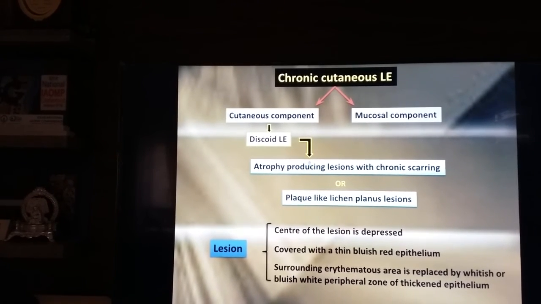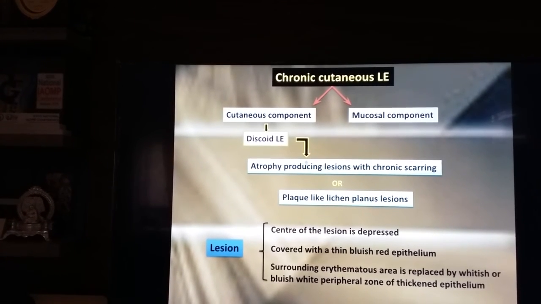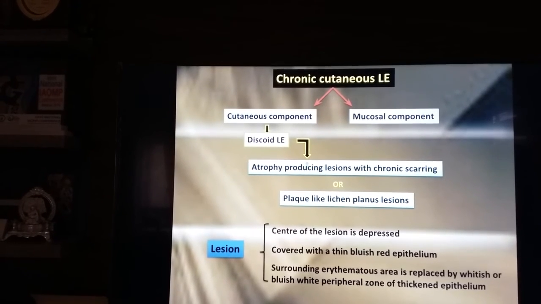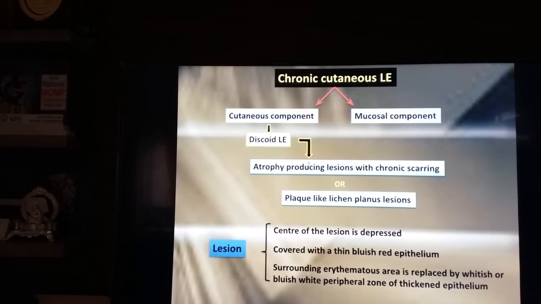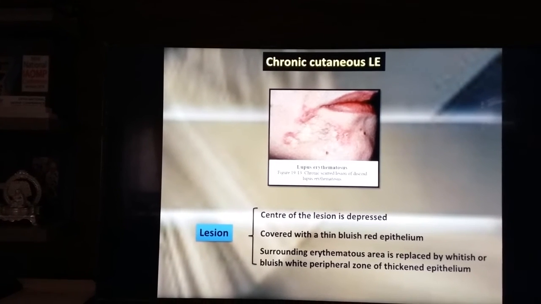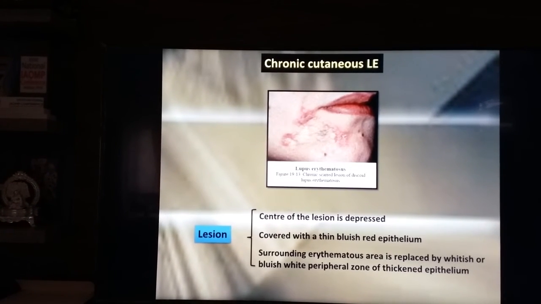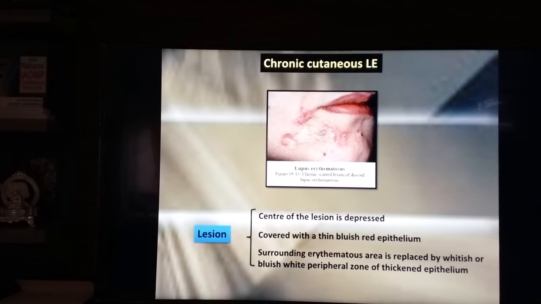Now the lesion, usually the center of the lesion is depressed, covered by a thin bluish red epithelium. Surrounding the erythematous base, areas are replaced by a whitish or bluish white peripheral zone of thickened epithelium. You can notice the lesion of the skin on the surface of the cheek, and you can see the angle of the mouth. You'll find how the lesion is so abruptly changing.